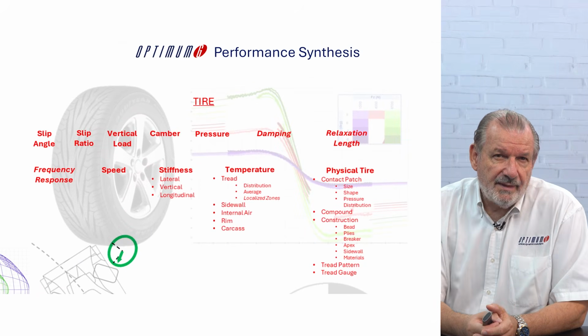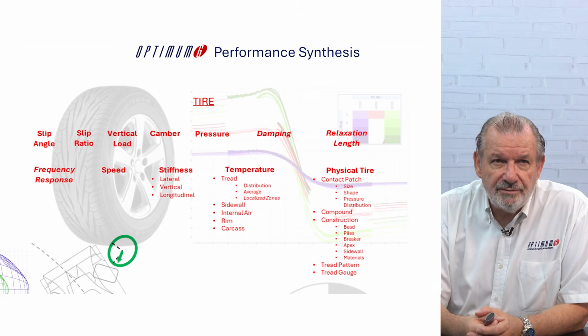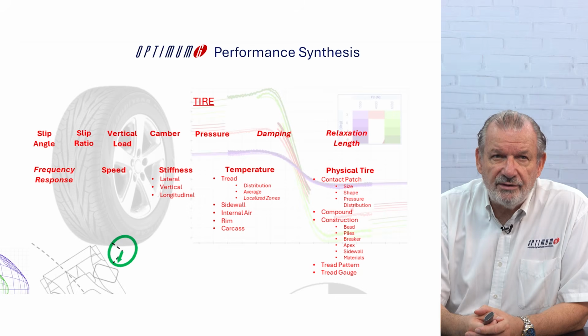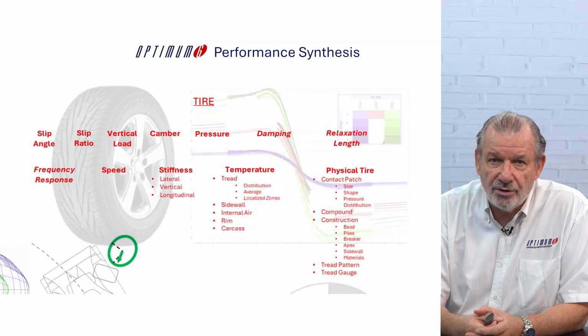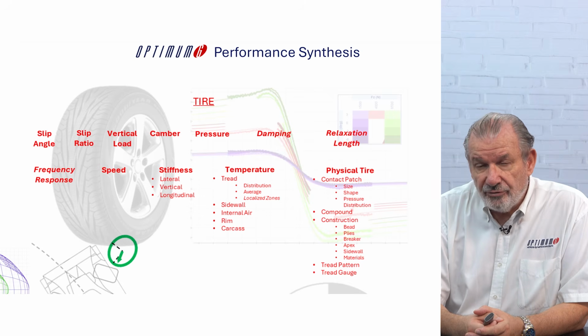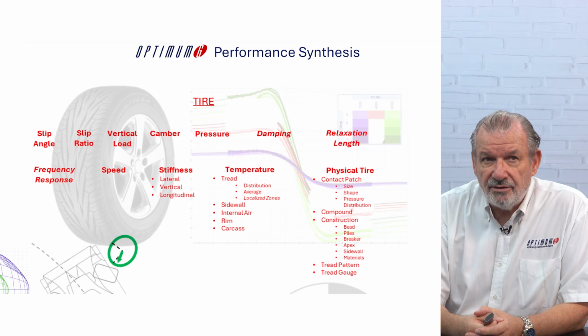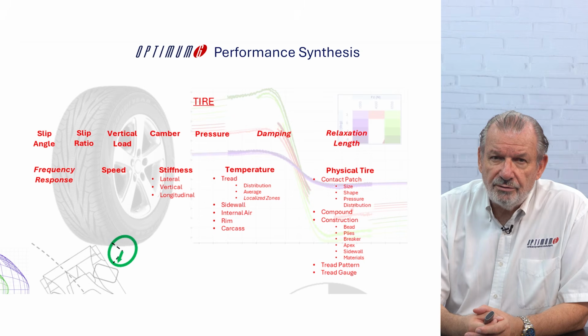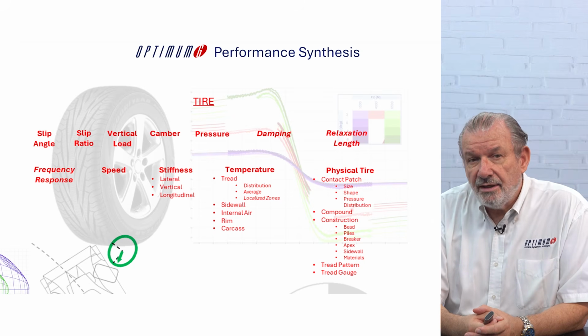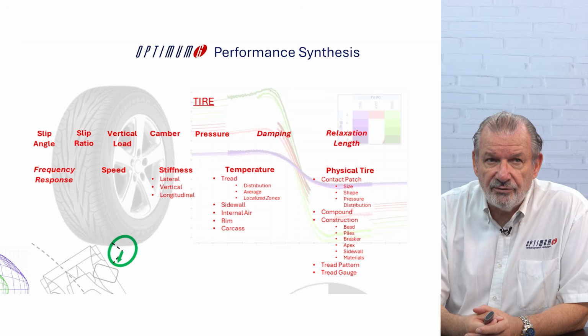So let's look at an example of what we look at when we look at the tire. Slip angle, slip ratio, vertical load sensitivity, camber, pressure, the damping of the tire. A lot of people do not consider the damping of the tire. And unfortunately, the stiffness and the damping of the tire are a function of many things like the speed, the frequency of excitation, the camber, the tire pressure, the tire wear, the vertical load variation. Understanding relaxation length, frequency response, speed. The coefficient of friction is also a function of the speed.